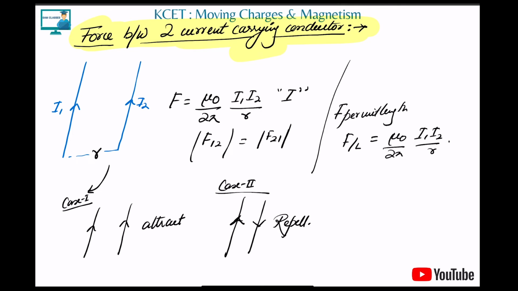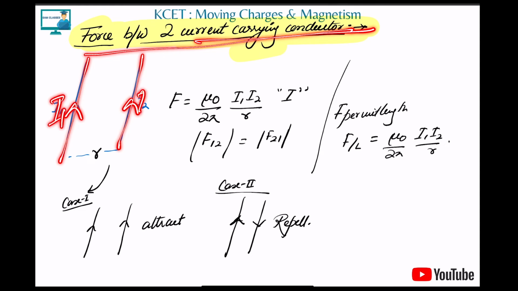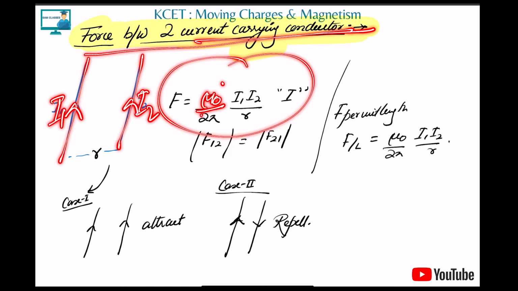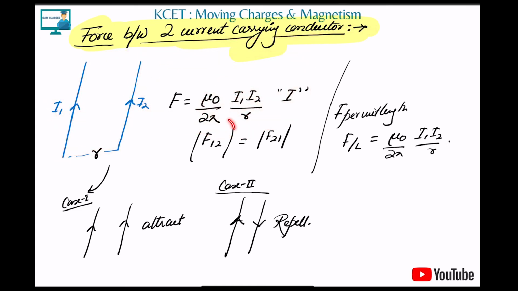Now they'll ask about the force between two current carrying conductors. One current carrying conductor is there, another is there. Direction is very important. I1 and I2, here in the same direction. Force is given by the formula mu naught by 2 pi, multiplied by currents I1 I2 divided by the distance between them r, into the length L. The magnitude of force by the first on the second is equal to the magnitude of force by the second on the first. Direction is different, but the magnitude is the same.